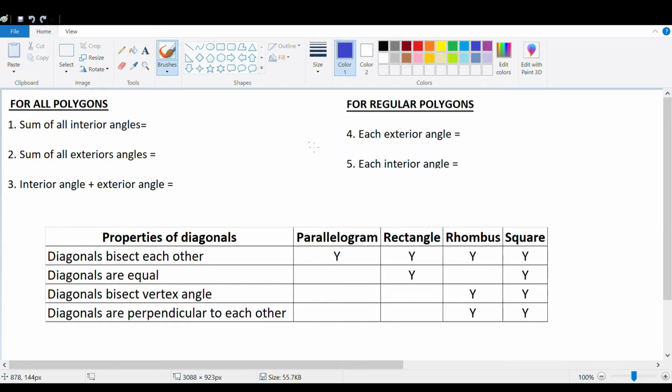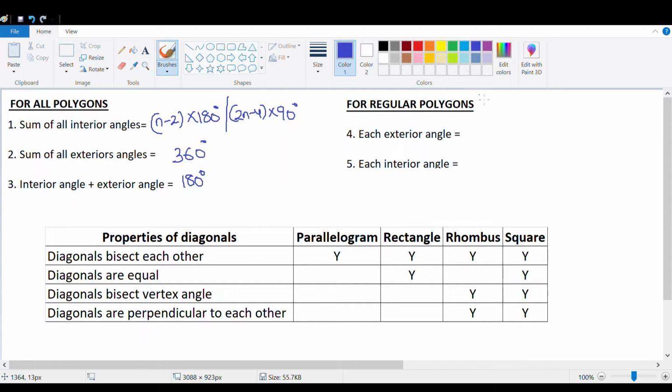So let's revise. The sum of all interior angles for all polygons is given by (n minus 2) into 180 degrees, or some people can also write it as (2n minus 4) into 90 degrees. Next, the sum of all exterior angles of a polygon is 360 degrees. This is always taken in order. So even if "taken in order" is not written, it means that it is taken in order. Interior angle plus exterior angle is always equal to 180 degrees because it forms a linear pair.